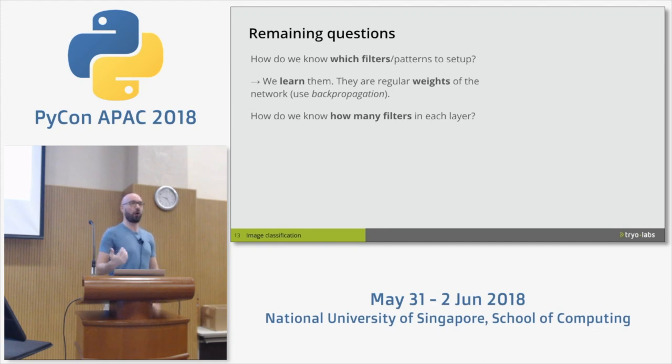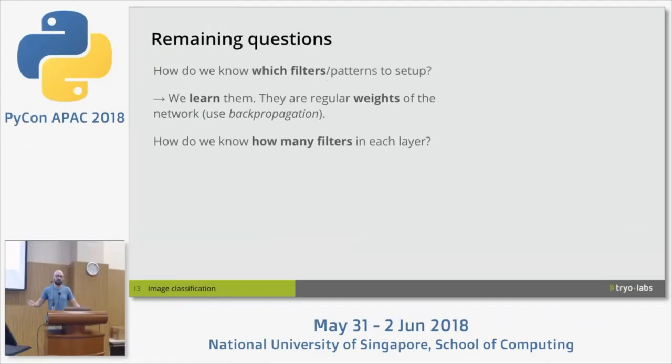Another question is, how do we know how many filters in each layer? Because I just showed two activation maps, but why not 5, 10, 100, 1,000? It's a very interesting question. And actually, the answer is that there is no answer. This is called a hyperparameter of the network. It's some fixed value that you choose beforehand. It's like defining the network architecture, so to speak. And you try out what works best for your case, depending on how much time it takes to compute. So basically, that's it.